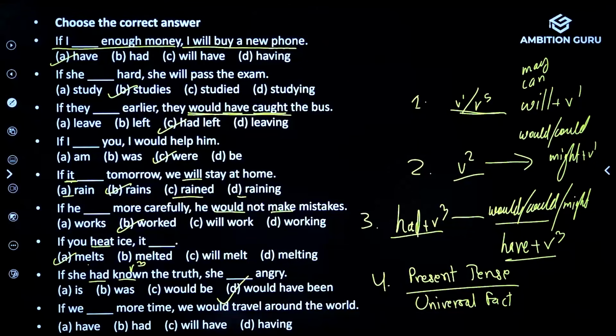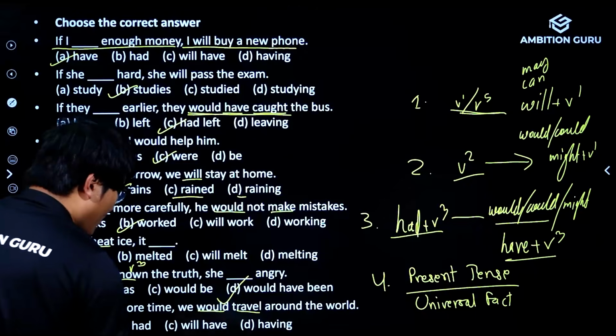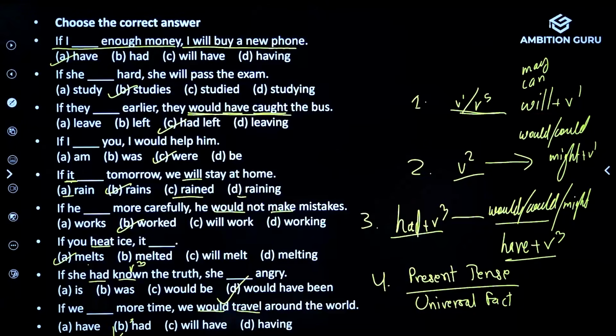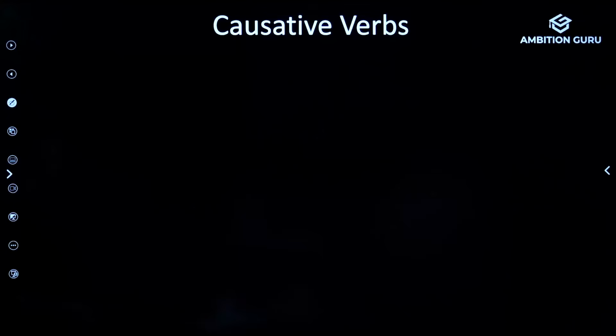Next. Oh, here is the answer. If we did more time, we would travel around the world. If we have, if we had, if we'll have, if having. So which is right? B number, because here is a would after here is verb 1, so had. If we had enough or more time, we would travel around the world. Okay. Now causative verb.